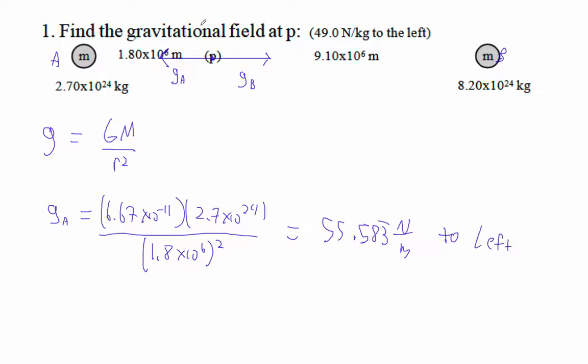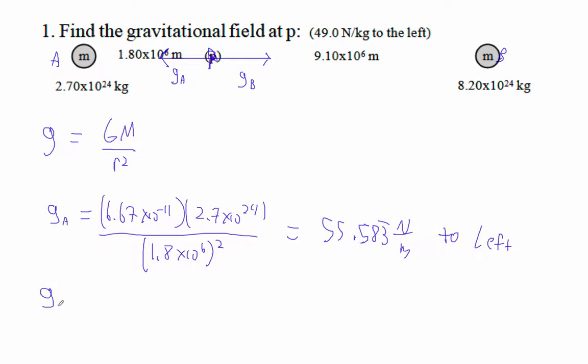Okay, now here's how I know that, right? We're at point P, and mass A is there, and we're trying to find the gravitational field due to it. It's going to be always toward the mass. And since mass A is to the left of point P, this field is to the left, okay?